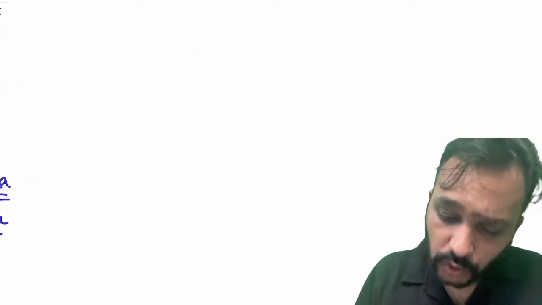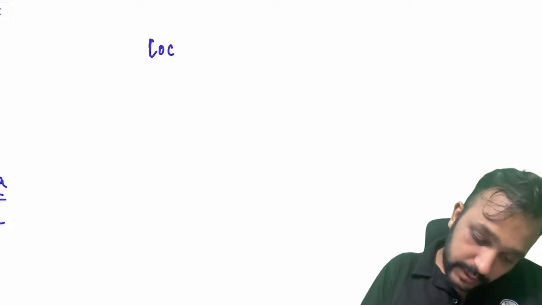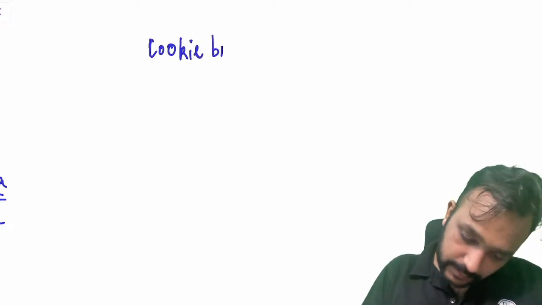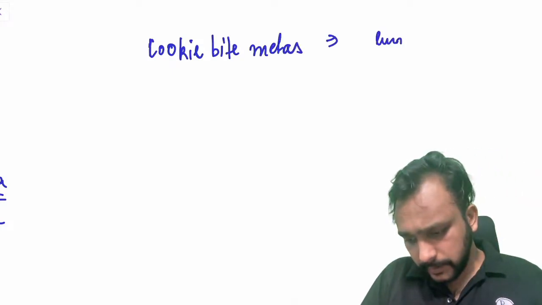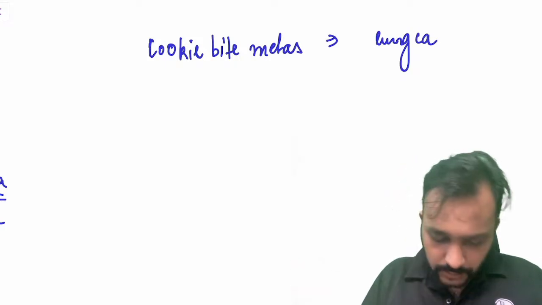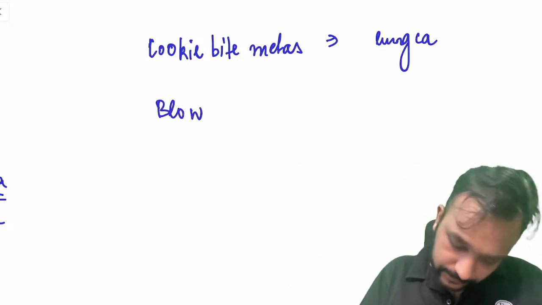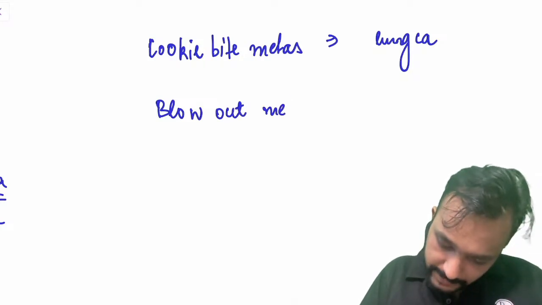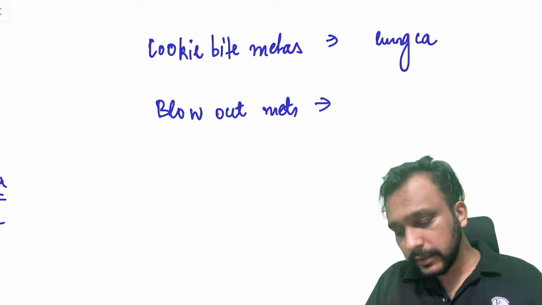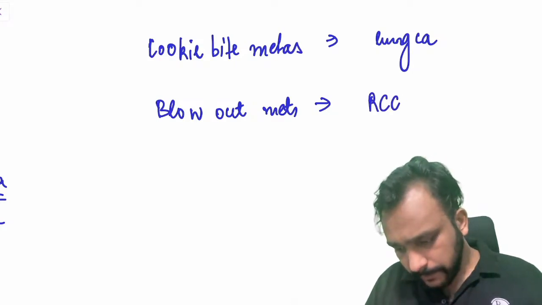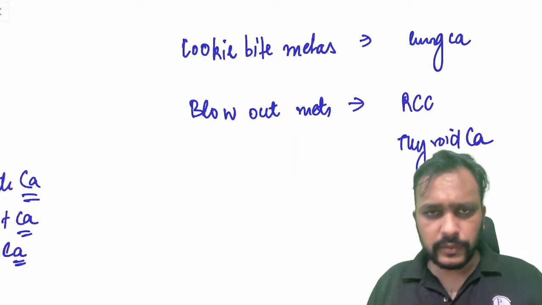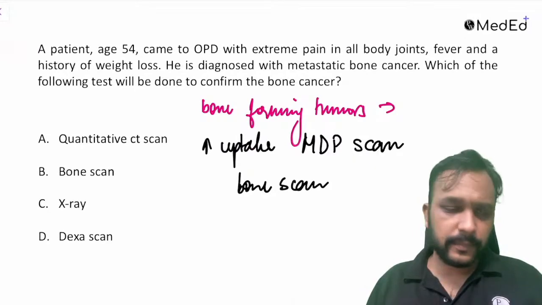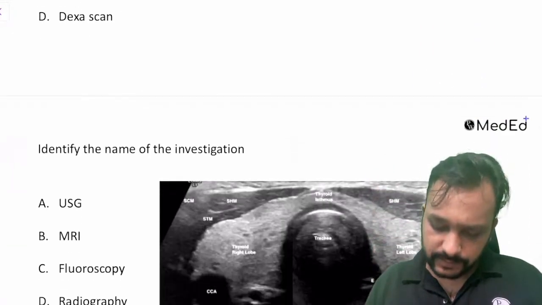right? Also you get important typical appearances like your cookie bite metastasis. This is seen in patients with lung carcinoma. You have blowout mets, that is seen in patients with renal cell carcinoma and in patients with thyroid carcinoma. So these are few important questions that you need to remember as far as bone metastasis is concerned.